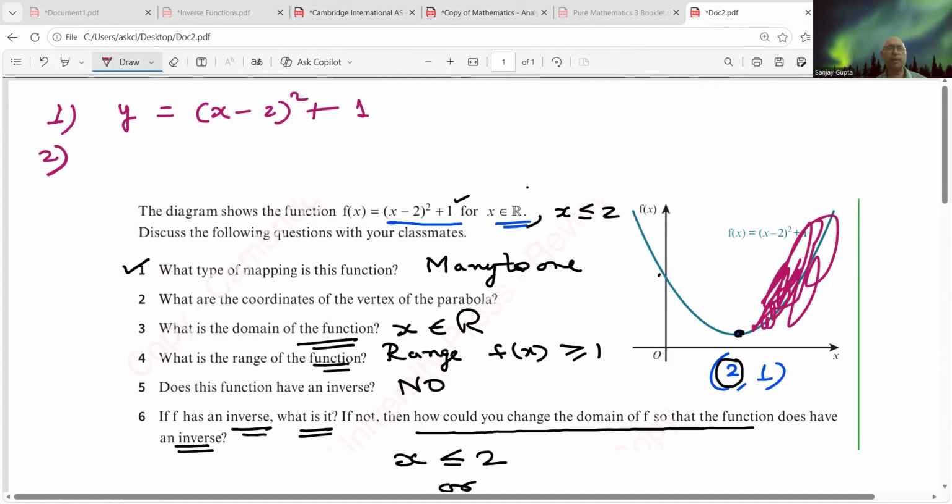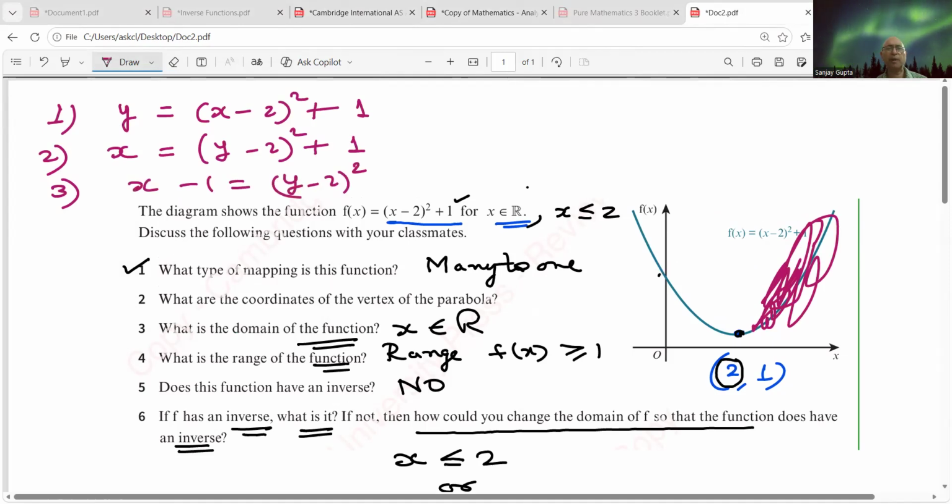The second step was interchange x and y. That's what I'm going to do. And now make y the subject. Y the subject means I will have to do x minus 1 is (y minus 2) whole squared. And therefore (y minus 2) whole squared becomes x minus 1 again. I can take the square root here, plus minus.